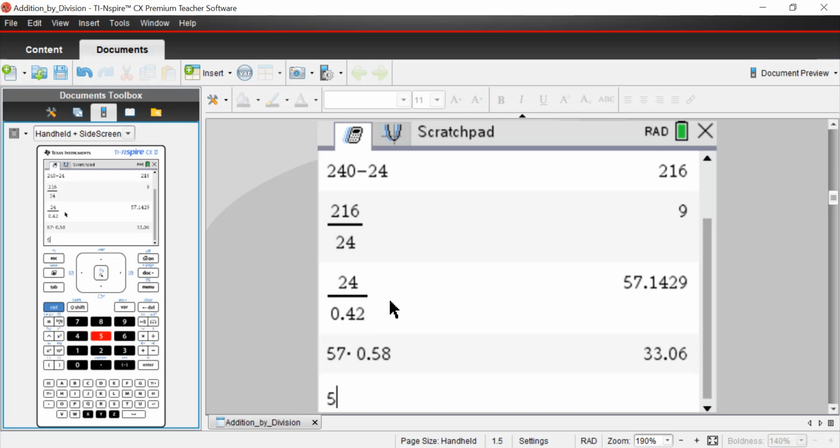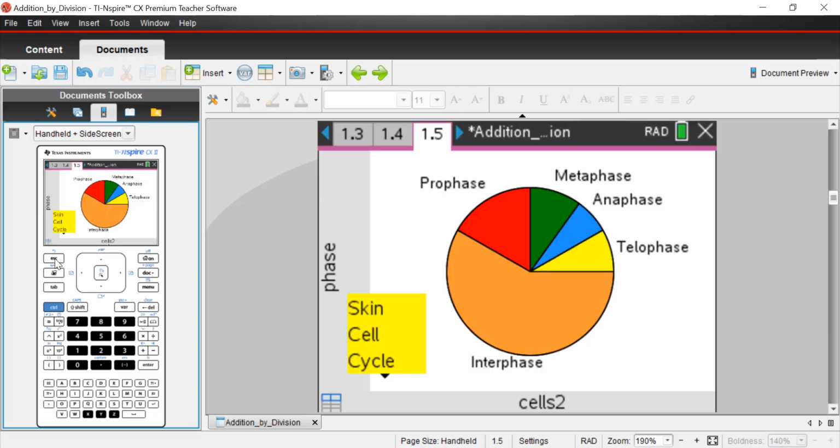We also know that x over 0.58 would be what we were trying to solve for x. That would be proportional to 24 over 0.42. Turns out that 33 is the answer. 33 hours is what's spent in interphase. So that's a calculator way to do it. You can also just eyeball it and take your best guess, but check with your teacher on what your teacher wants for that, just to make sure.